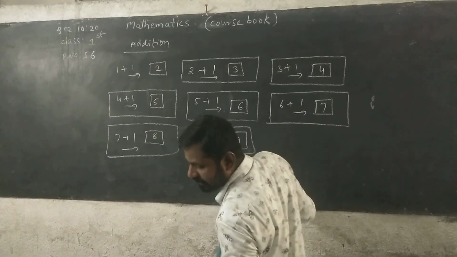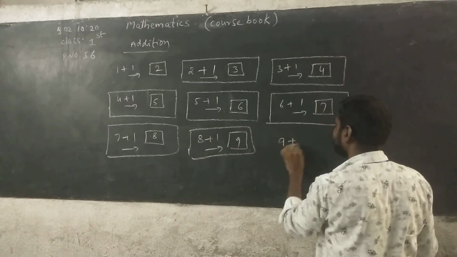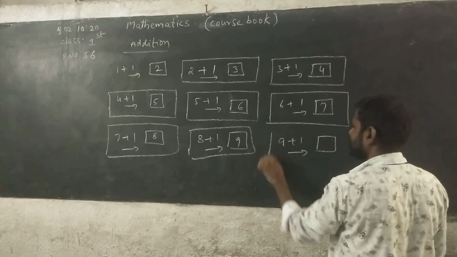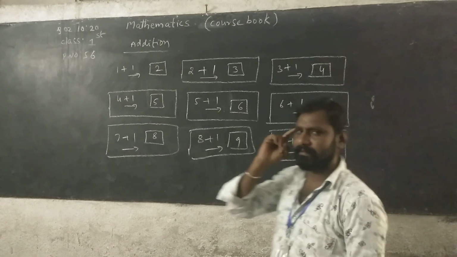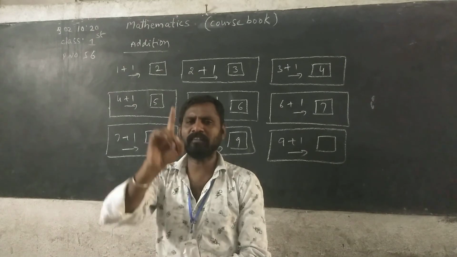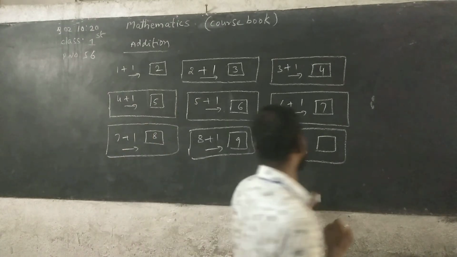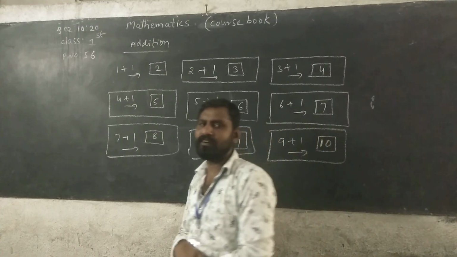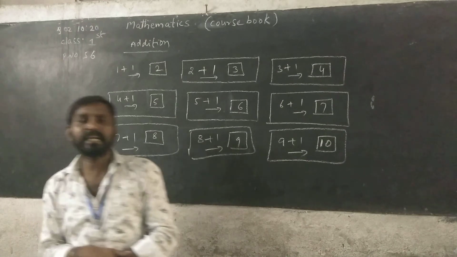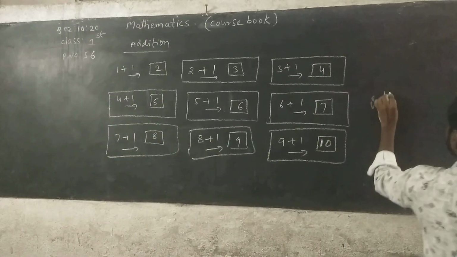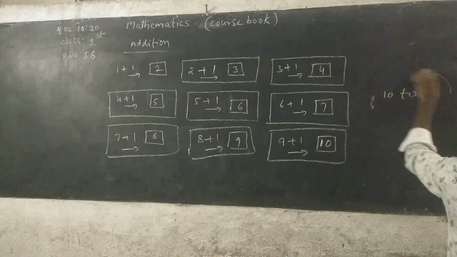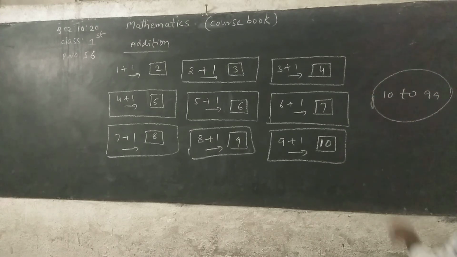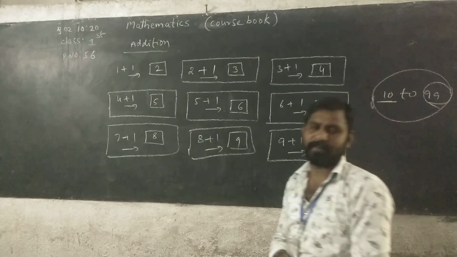See, next 9 plus 1. Listen carefully. Keep 9 in your mind and take one finger, 9 after 10. 10 is a 2-digit number, beta. Already I told you people, 10 to 99 are the 2-digit numbers. So 10 is the smallest 2-digit number, and 99 is the largest and biggest 2-digit number.